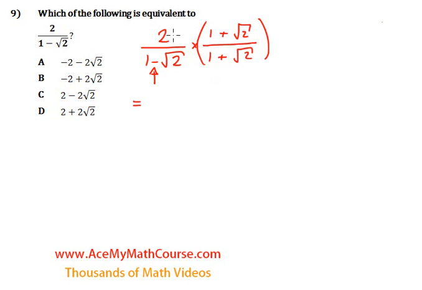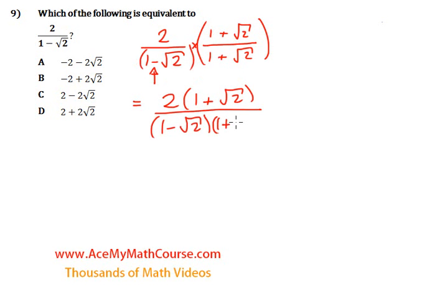So multiplying numerator by numerator, we get 2 times 1 plus root 2. Down below, we get 1 minus root 2 times 1 plus root 2. And we're going to need to FOIL it. Some experienced students will be able to tell right away what the product of these two would be, but I will do it just step by step.